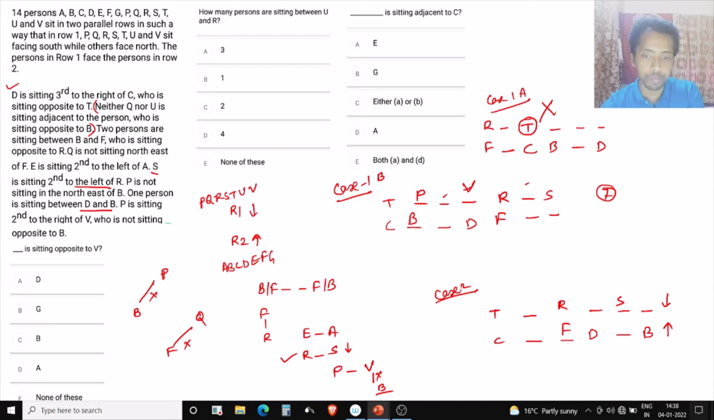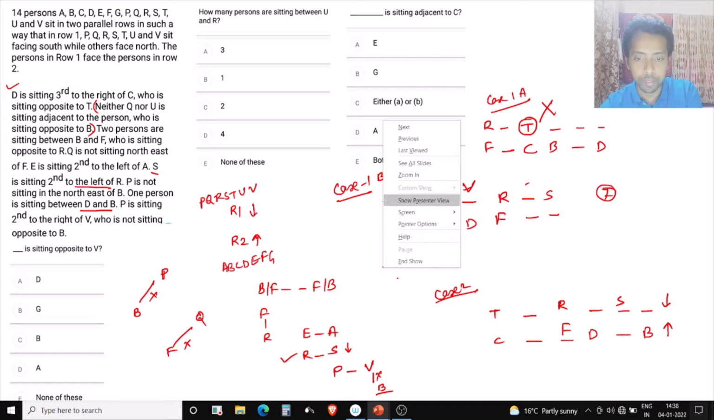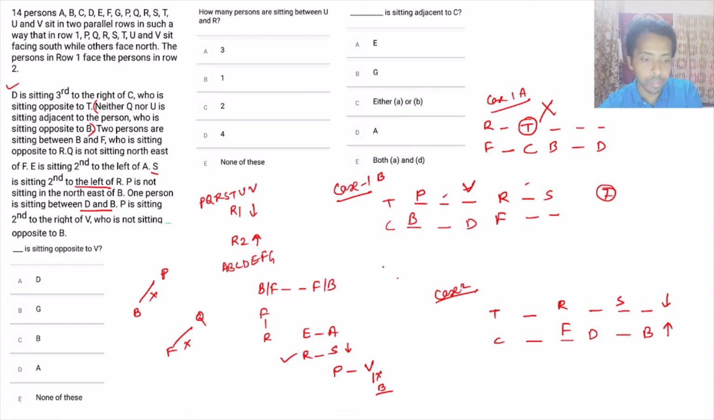Right. Now, P and V is already here. Now, which condition should I take? See, Q is not northeast of F. So Q cannot come here. Only place left for Q, that is it. This one. So this is U.